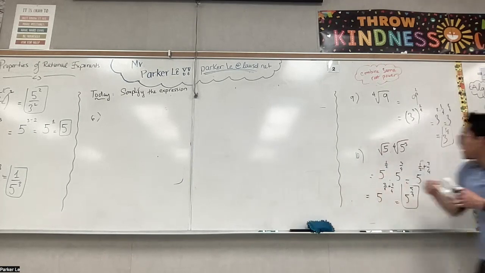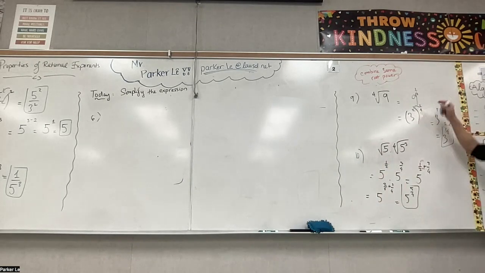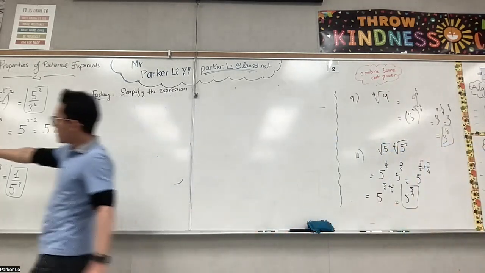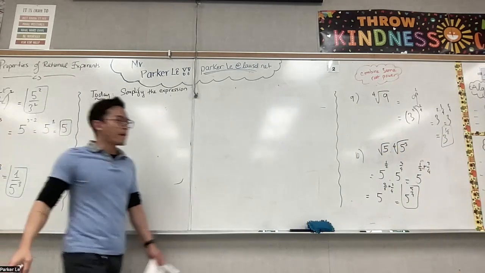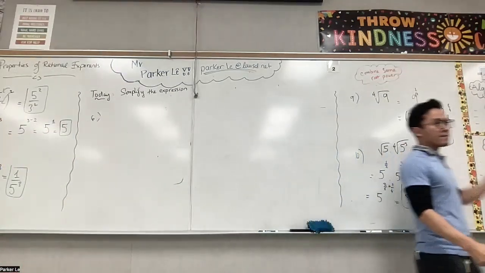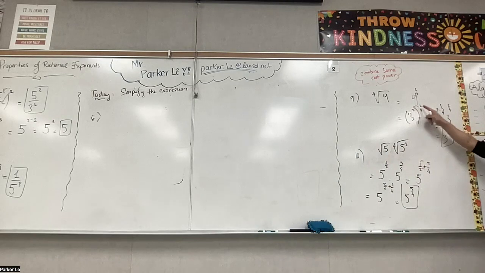And then this is a power of a power. You have two powers, so you're going to multiply them. Multiply the powers, right? So first I convert the 9 into 3 squared, and I still have 1/4 outside. Yeah, and then 2 times 1/4 is 2/4, and 2/4 simplifies to 1/2. Yeah, good. Okay.